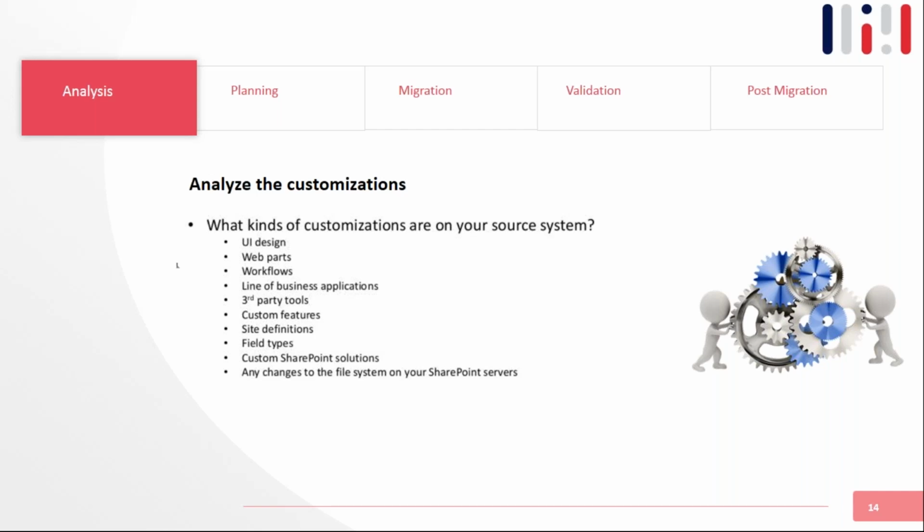When we come to the customizations broadly, we need to cover these checklists on our customizations so that we know if there are any customizations, and if any, how do we plan to handle them. So it could be UI-based customizations, web parts, workflows, if we're using any third-party workflows like Nintex, any business applications, third-party tools, again, custom features, site definitions, any solutions which are custom-based, and if we are connected to any database applications like file server and so on.